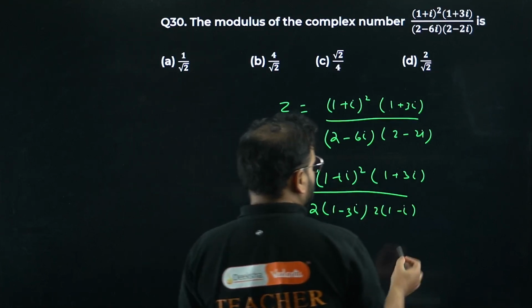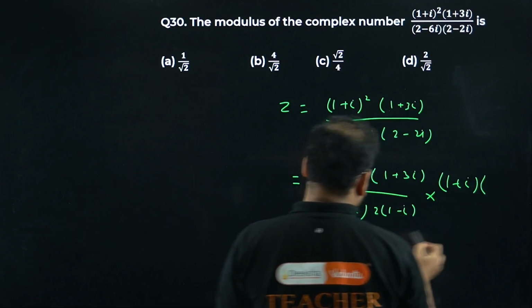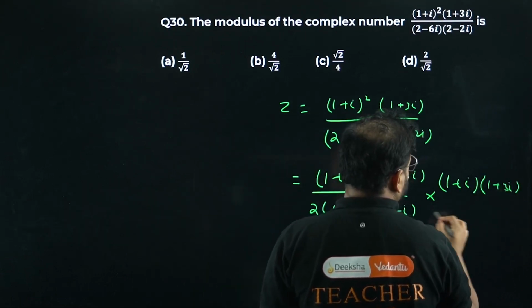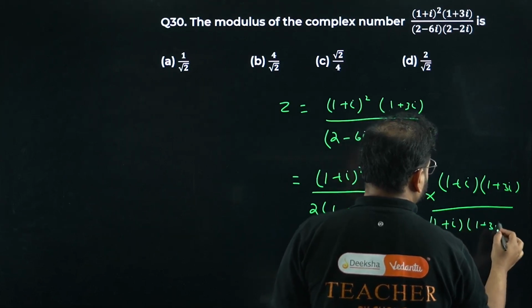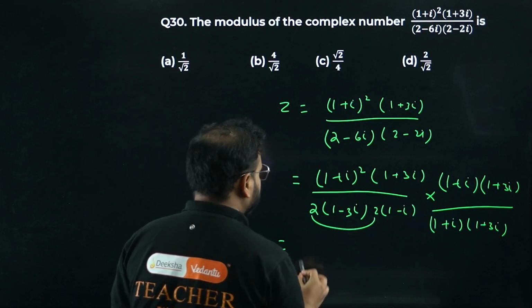So let's do one thing to rationalize it. I will multiply this with 1 plus i, and I get 1 plus 3i. Alright, same thing I'm going to do over here: 1 plus i and 1 plus 3i. Please check. So I'll end up with, of course I have to multiply these 2 and 2 together.